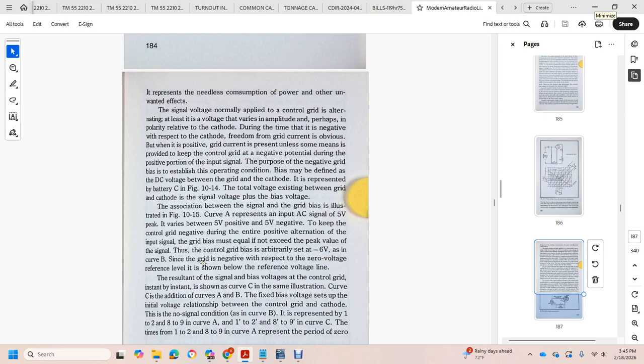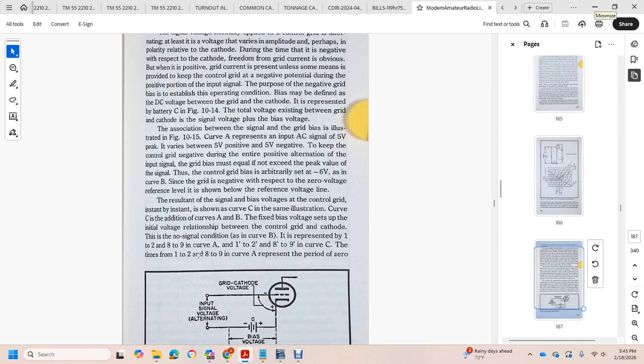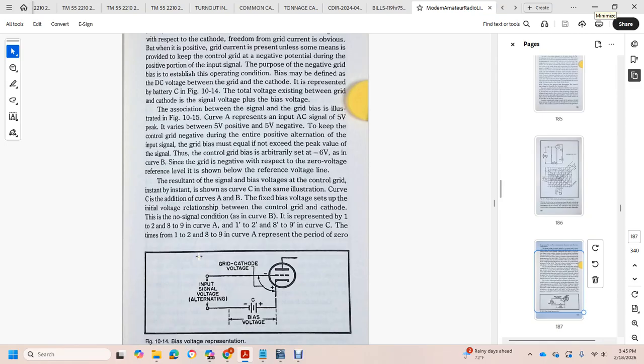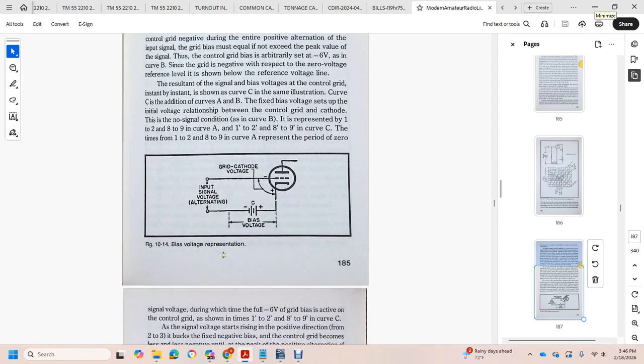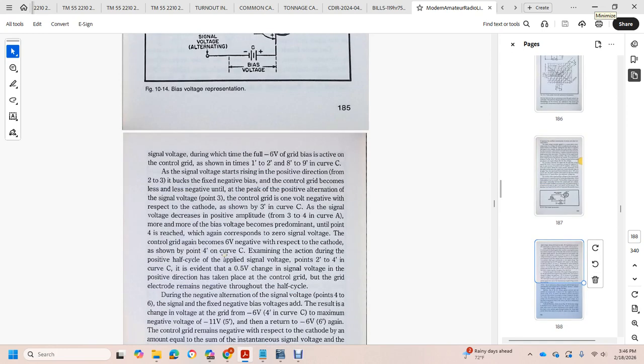Shown in curve B, the grid is negative with respect to the 0 voltage reference level, shown by the reference voltage line. The resultant signal with the bias voltage on the control grid, instant by instant, is shown in curve C, which is the addition of curve A and curve B. The fixed bias voltage sets up the initial voltage relations between the control grid and cathode in the no signal condition. This is represented at times 1 to 2 and 8 to 9 on curve A, and likewise on curve C, with the period representing 0 signal voltage. During these times, the negative 6 volt grid bias is the voltage on the control grid, shown at times 1 to 2 and 8 to 9 on curve C.